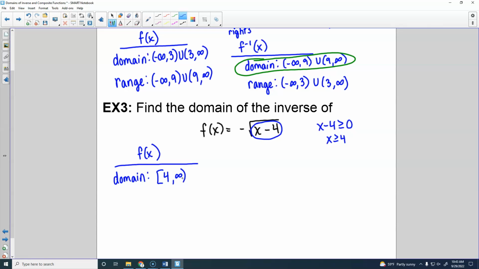Say that again. We only have to know domain, but how would we use range? So, just think about your graph. But you are correct. We're going to think about the graph for that.